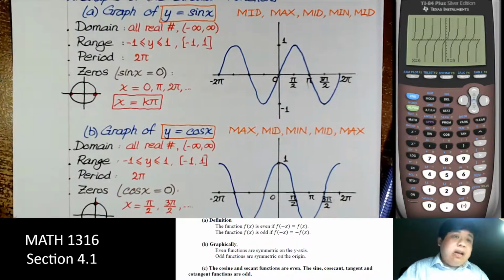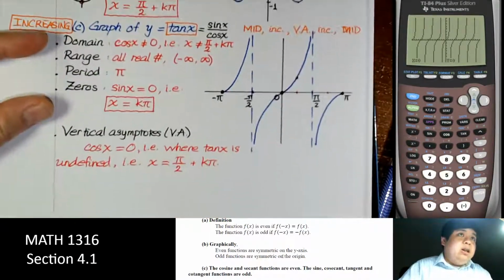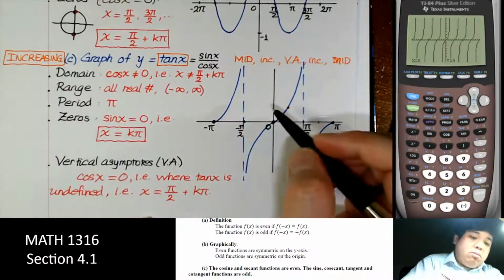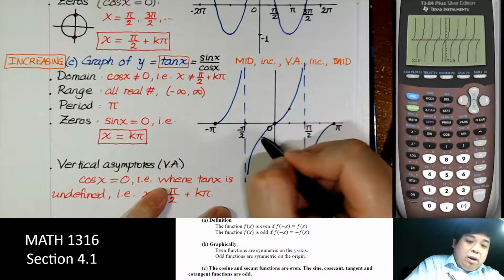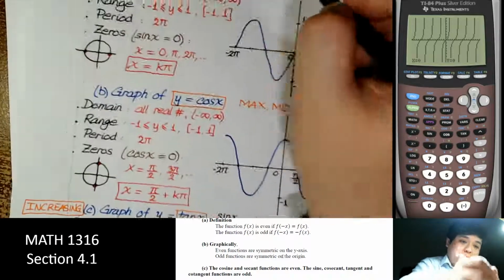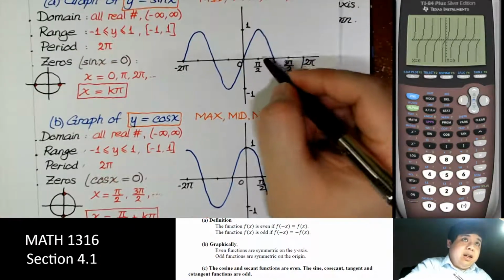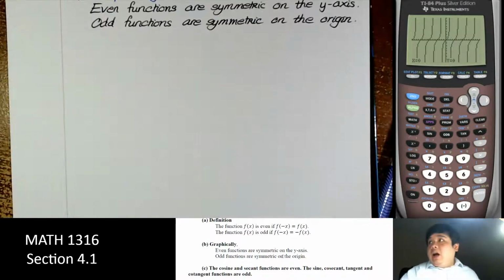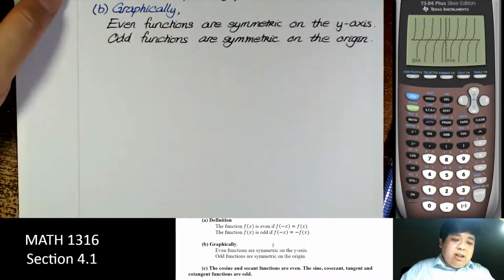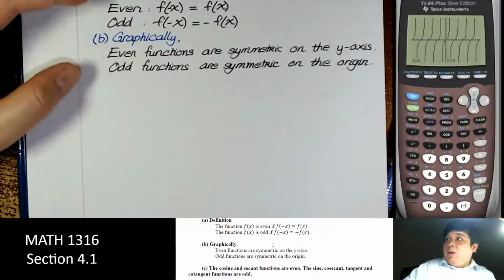An odd function is something that is symmetric on the origin, meaning that if there's a point there, there will be a point on the opposite. If there's a point here, there will be a point on the opposite from the origin. So with that, we have these very important things.